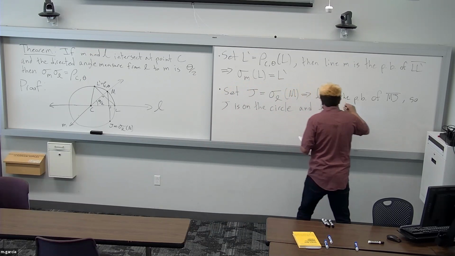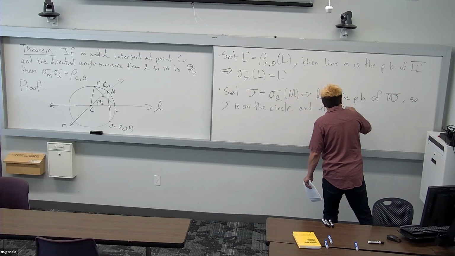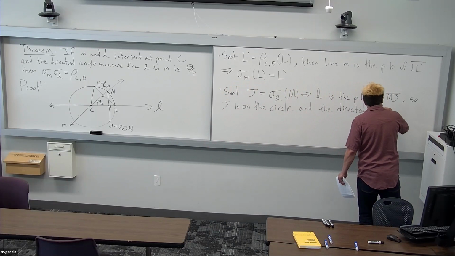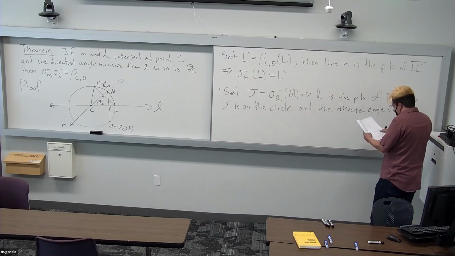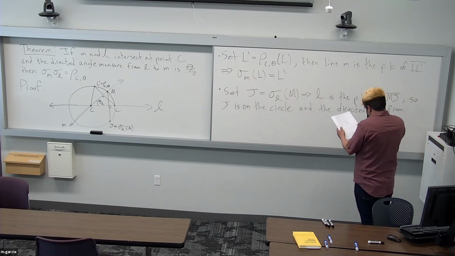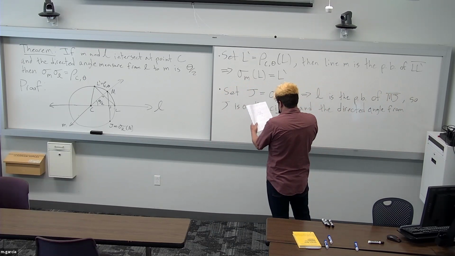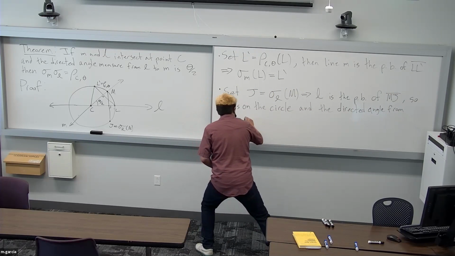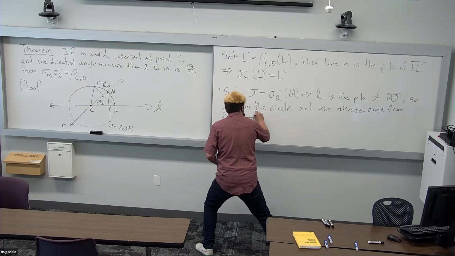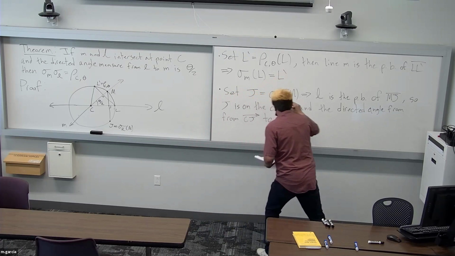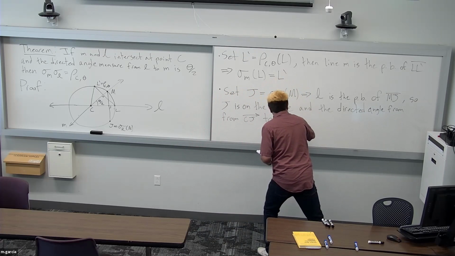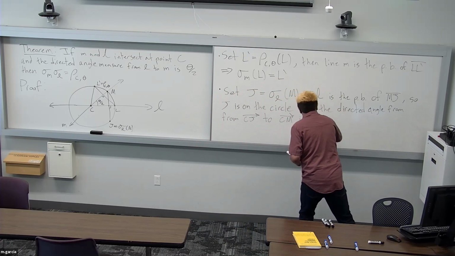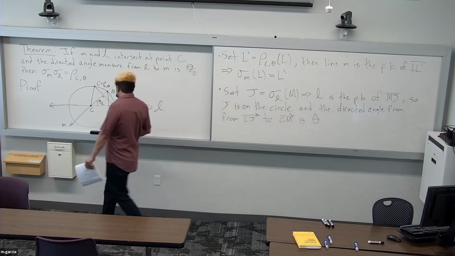And the directed angle, so I want to say, from the ray CJ to the ray CM is theta. Okay, so let me just reiterate that.